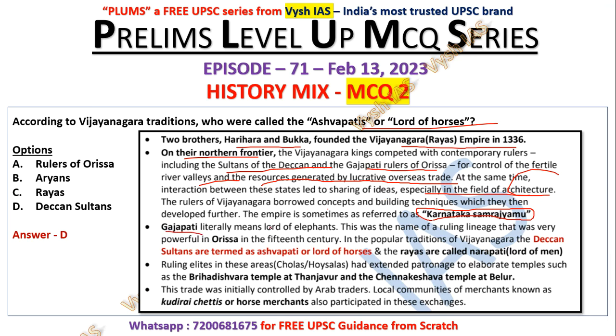Gajapati literally means Lord of Elephants. Okay, but this question is about Lord of Horses. So Lord of Elephants is actually Orissa. This was the name of a ruling lineage that was very powerful in Orissa in the 15th century AD.